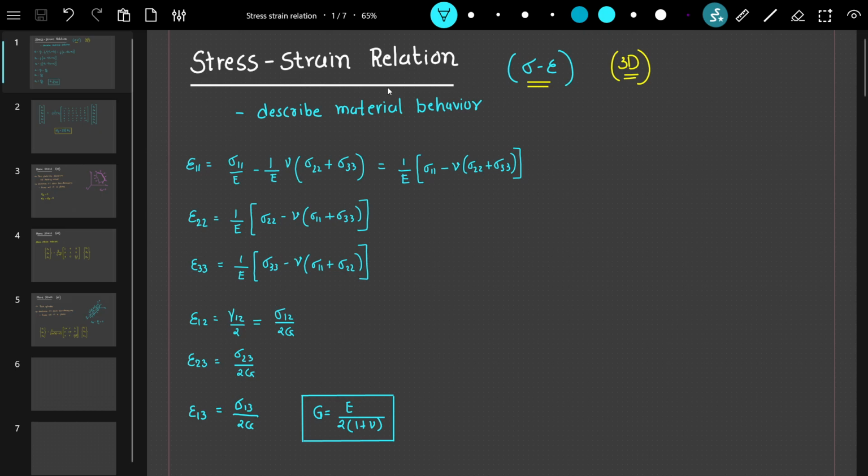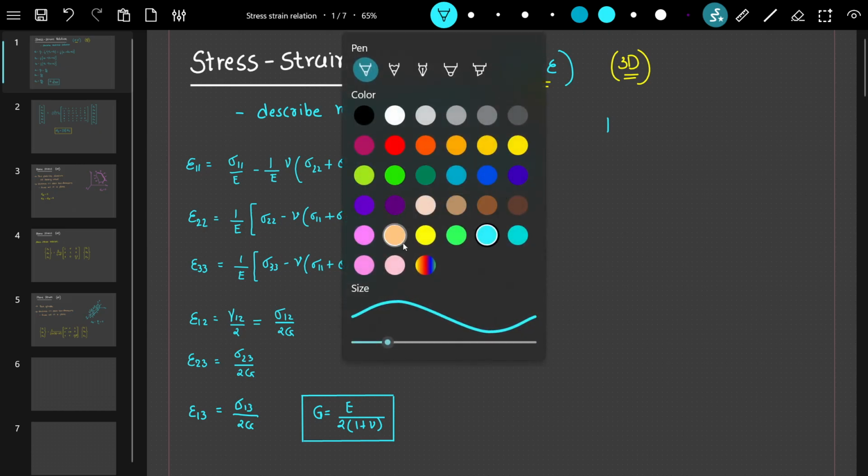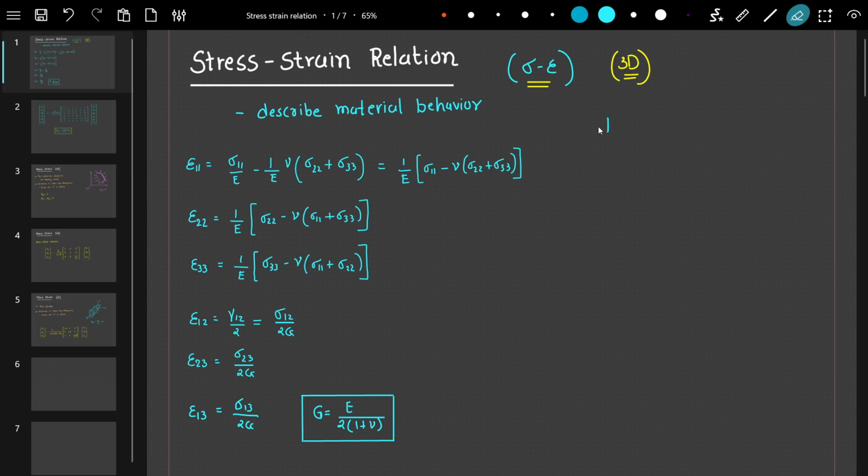Once displacement is known, we know how to calculate strain. But now we will see how to calculate the stress from strain. So let me recap the FEA steps. Earlier we have discussed FEA steps.